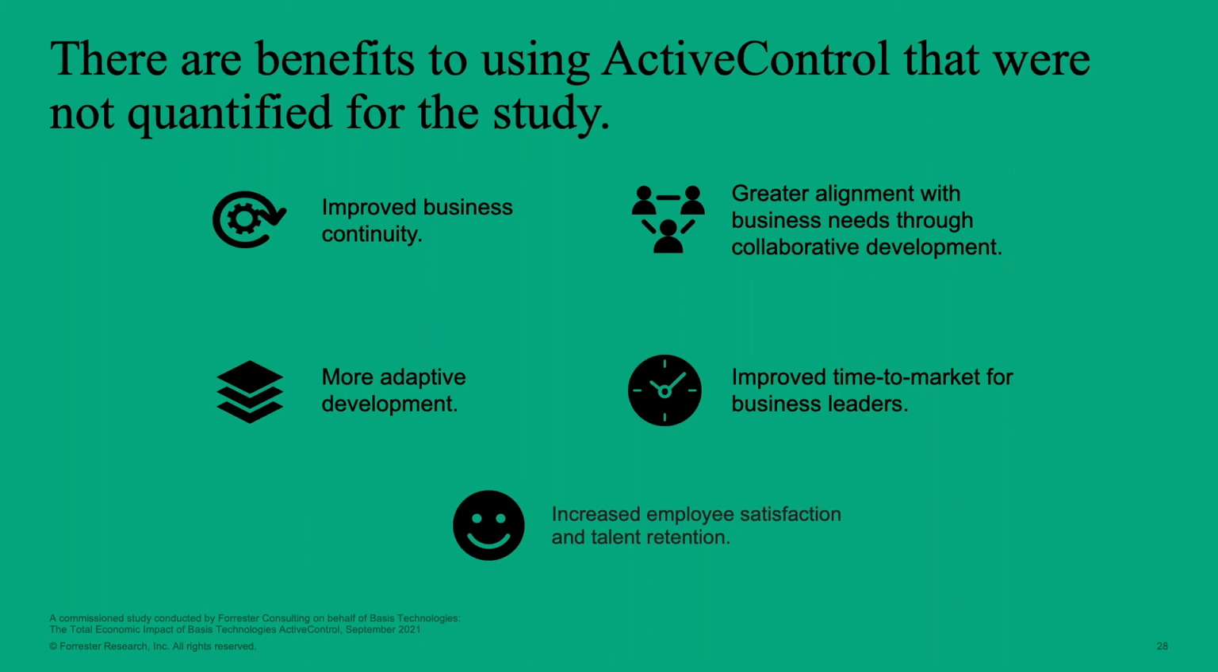Then the greater alignment with business needs. It's very difficult to measure that. The same is true of greater alignment with business, but there's more adaptive development and improved time to market for business leaders. The increased employee satisfaction kind of takes all of this and wraps it in one, because it's all the things that we've talked about: removal of onerous tasks, improved communications internally, better alignment with the business needs, more rapid, more responsive development leads to increased employee satisfaction.